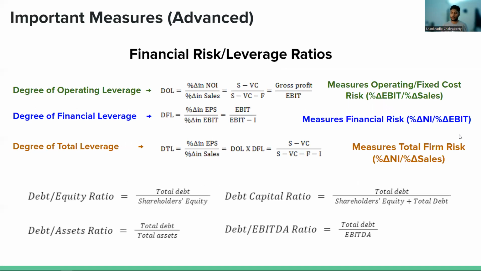This one's going to get a little complicated, but hopefully, I can kind of breeze through it. So these are the risk and leverage ratios. These are more measures than they are ratios in the traditional sense, because these are a little bit more advanced. So let's go into operating leverage. In simplest terms, it measures operating risk or fixed cost risk.